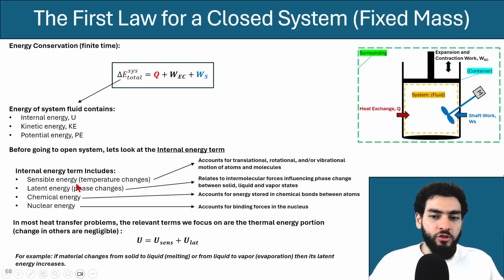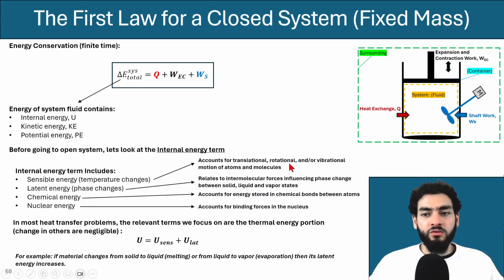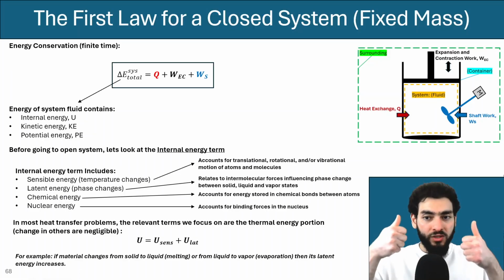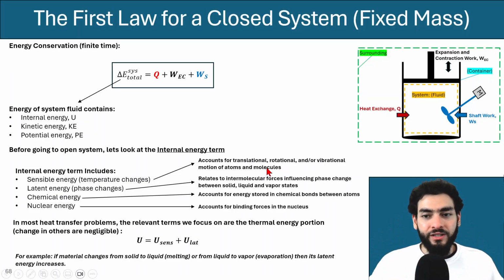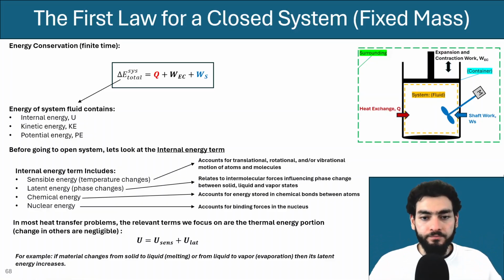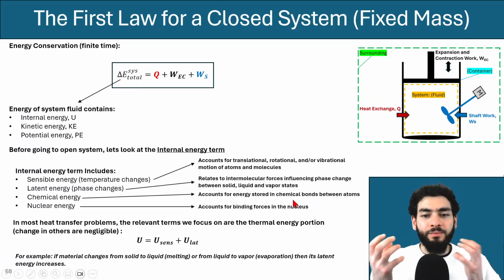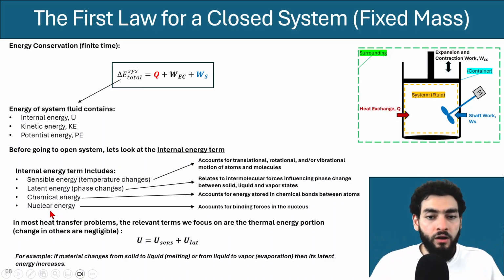And by the way, sensible energy here, which is related to temperature changes, accounts for translational, rotational, and or vibrational motion of atoms and molecules. So obviously, if the temperature goes up, then you're going to have an increase in the translational, rotational, or vibrational motion of the atoms themselves, and so an increase in sensible energy. Chemical energy accounts for energy stored in chemical bonds between atoms. And you can also have nuclear energy included as part of the internal energy term, and this accounts for the binding forces in the nucleus.